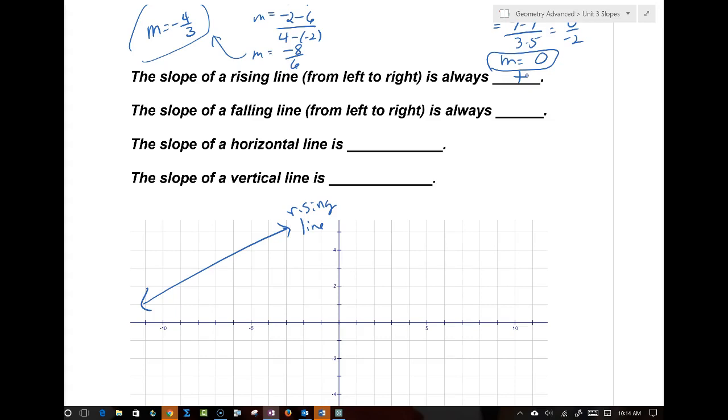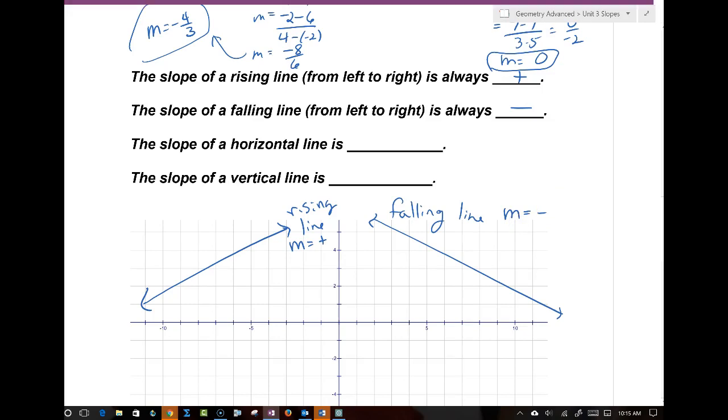Now, obviously, when I have a falling line, this is when I probably should use my draw thing right here. So I have my falling line. What's my slope going to be? From left to right, I'm dropping, so it's going to be negative. So remember, rising line slope is positive, falling line slope is negative.